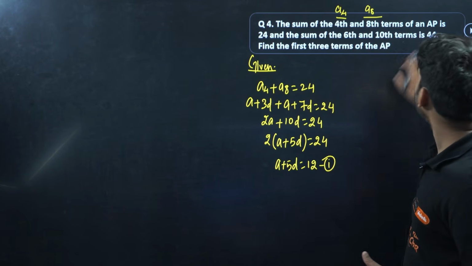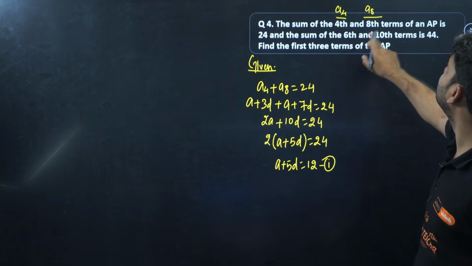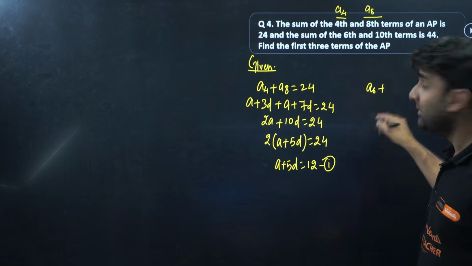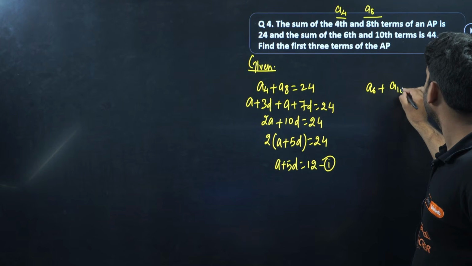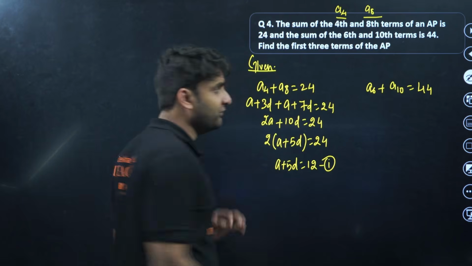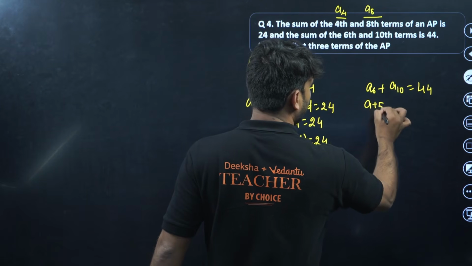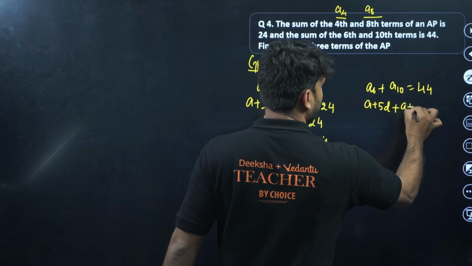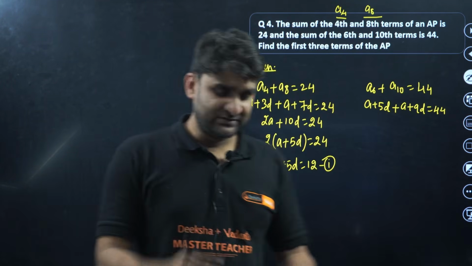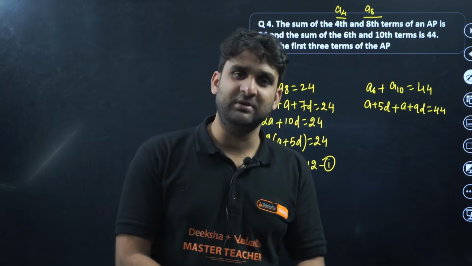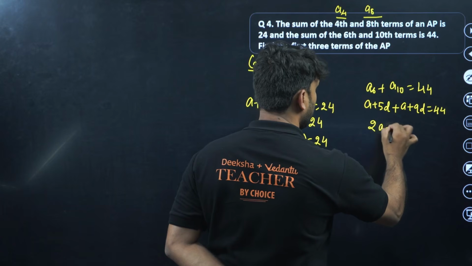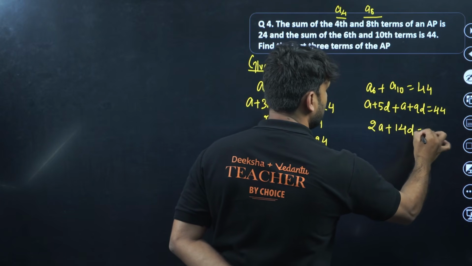Very good. Now read the second statement. The sum of the 6th term, A6, and the 10th term, A10, is equal to 44. Clear everyone? A6 plus A10 is equal to 44. A6 can be written as A plus 5D, and A10 can be written as A plus 9D, which is equal to 44. Clear everyone? A plus A is 2A, 5D plus 9D is 14D, is equal to 44.